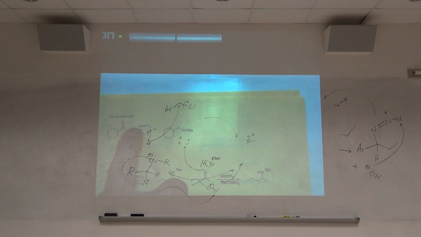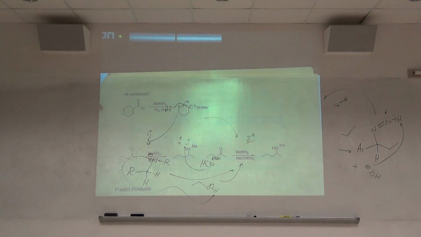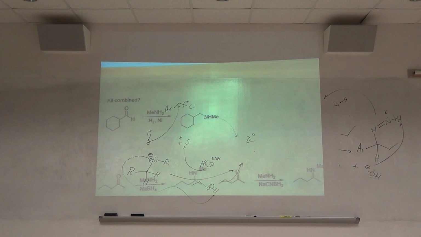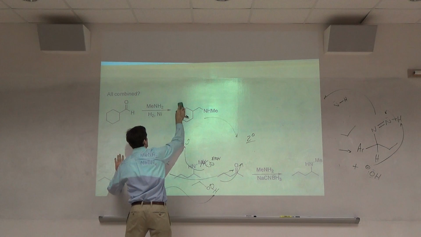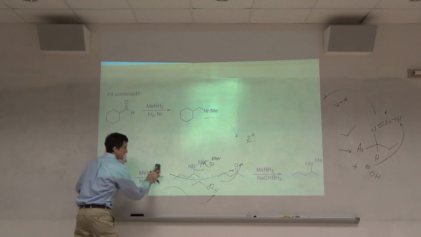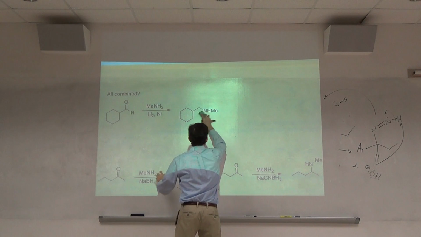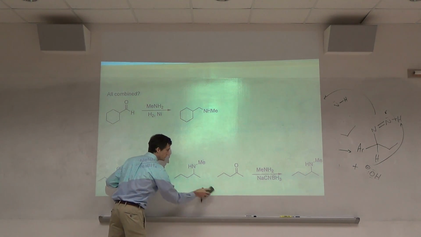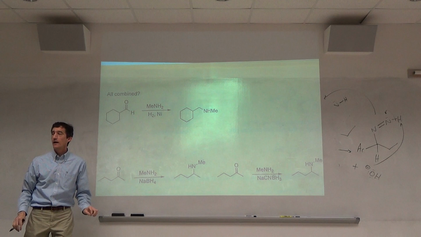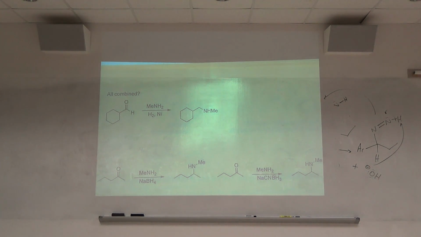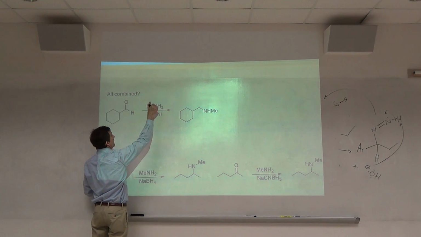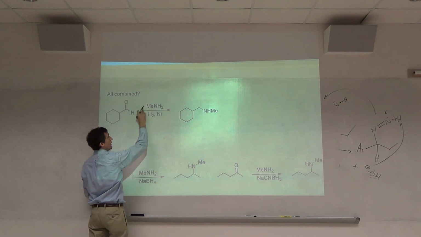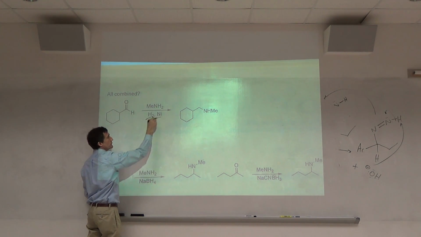Now, the question is, can you do this all combined? And you actually can, and it's a one-pot, one-flask sequence. Very common, reductive amination is probably one of the top 10 reactions in organic chemistry. There's probably about 20 or 25 top 10 reactions, and this is one of them. What do we have here? We have an aldehyde or ketone, a primary amine, and some reduction system.